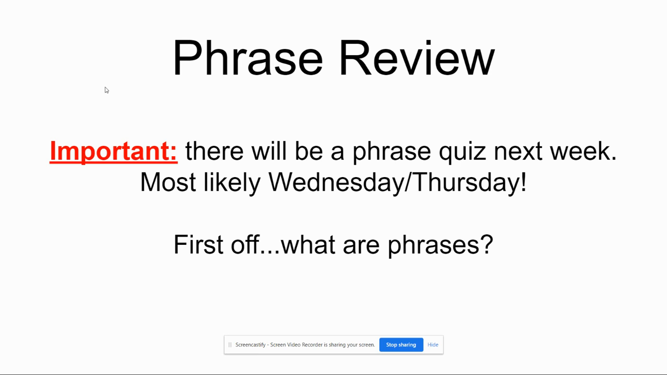If you need to move around, you can a little bit. That's fine. But most likely Wednesday, Thursday. If I have to move it back, I will. It's not a big deal. And it's not going to be like the ones we've had in the past. It won't be that overly difficult.